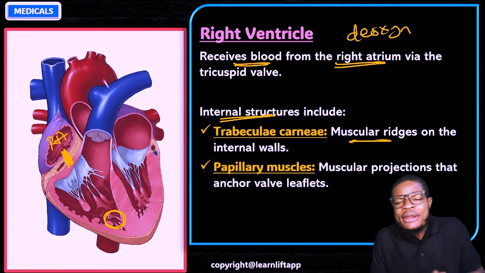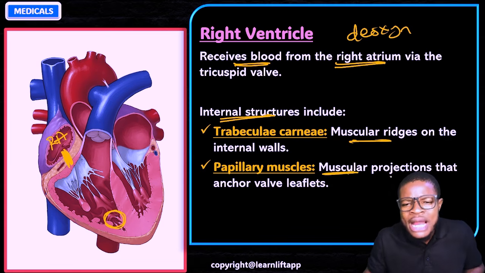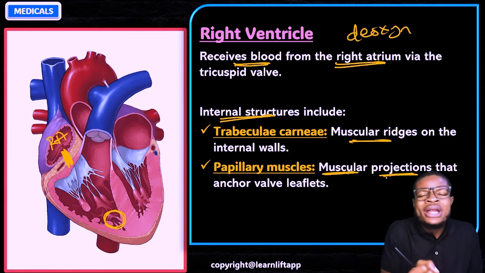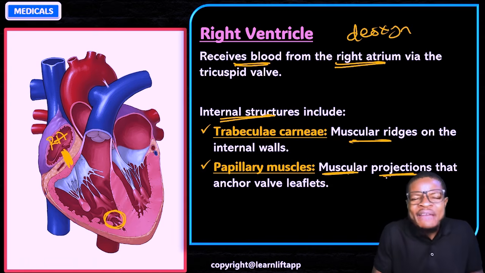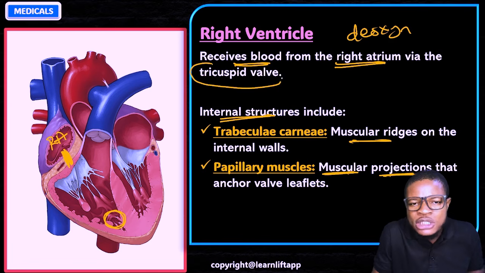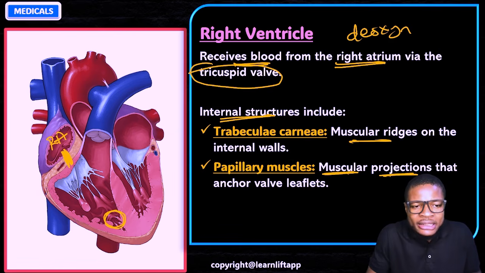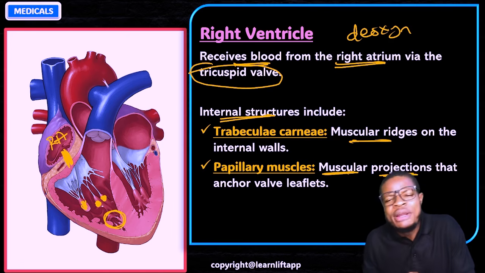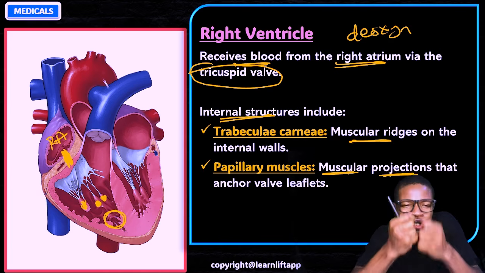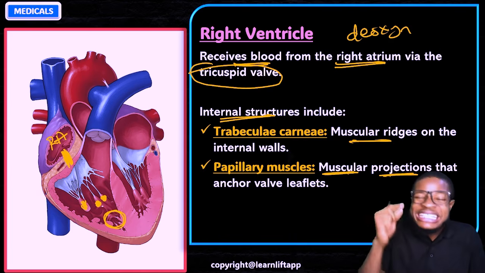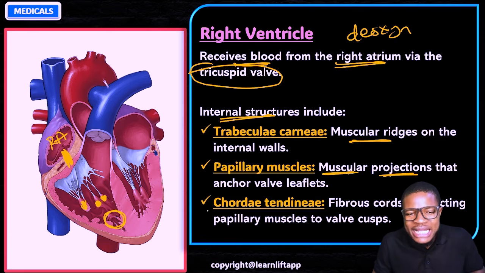What are they? The papillary muscles. Papillary muscles are muscular projections that anchor the valve leaflets. Which valve will they anchor? The tricuspid valve. That's what they will anchor. You know, your tricuspid valve is around this region, right? All these guys I'm picking out now, what are they called? The papillary muscles. So those papillary muscles are the ones that anchor the tricuspid valve. They hold the tricuspid valve in place. And then the third thing we must know is called the chordae tendineae. What is it called?